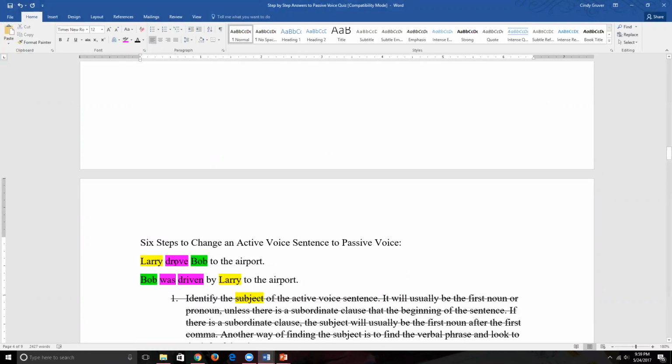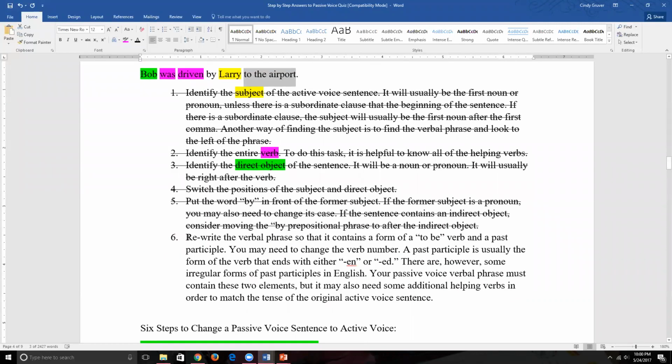And so we've gone from Larry drove Bob to the airport to Bob was driven by Larry to the airport. And actually, you could put to the airport in front of by Larry if you wanted. The order is somewhat at your discretion. So these mean the same thing. One's passive voice and one is active voice. So we have completed this task.